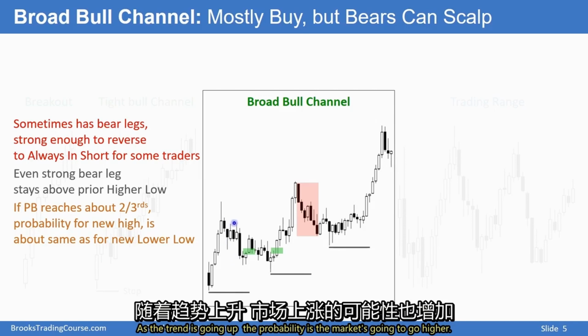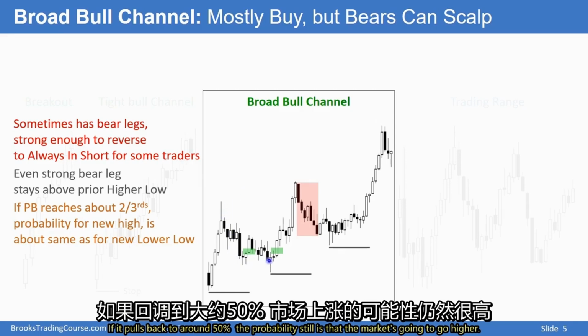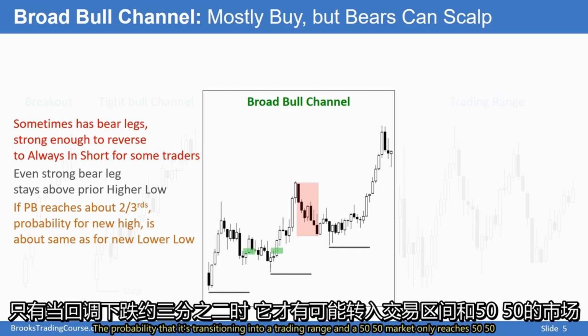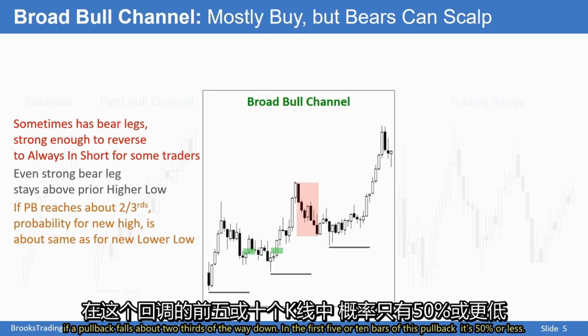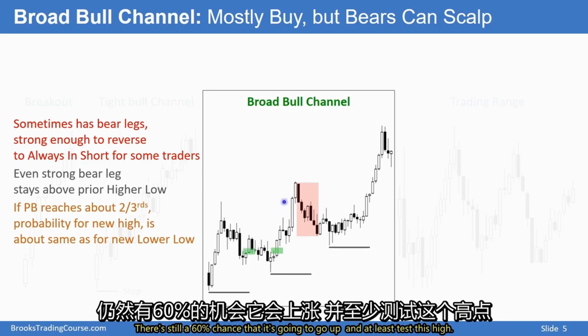As the trend is going up, the probability is the market's going to go higher. If it pulls back to around 50%, the probability still is that the market's going to go higher. The probability that it's transitioning into a trading range and a 50-50 market only reaches 50-50 if a pullback falls about 2/3 of the way down. In the first 5 or 10 bars of this pullback, it's 50% or less. There's still a 60% chance that it's going to go up and at least test this high.